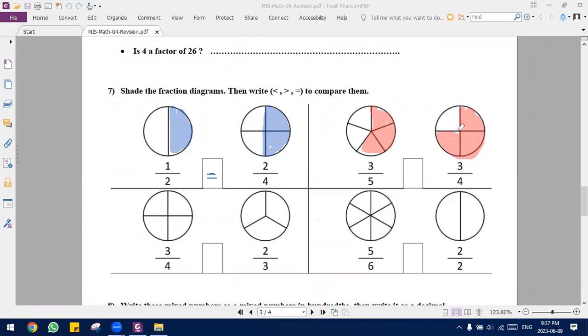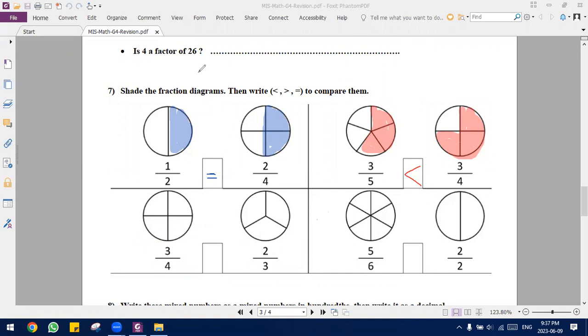Okay, which one has less empty part will be bigger. Or which one I shaded more, it will be larger or greater. So as you can see, 3 over 4 has more shaded parts. So I would say that 3 over 4 is greater than 3 over 5.